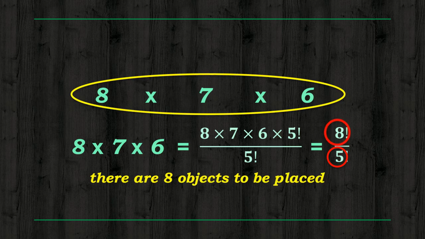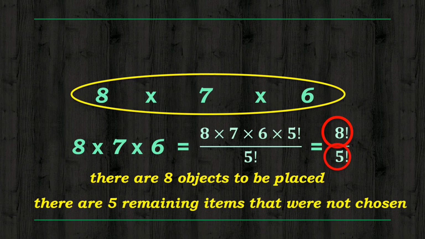Yes, you are right. 8 stands for the number of objects to be placed, while we have 3 boxes and each of the items can be placed in each box. And if we choose 3 items, there are 5 remaining items that were not chosen. Therefore, we can say that n is equal to 8, the number of objects, and r is equal to 3, the number of chosen items to be placed in each box.